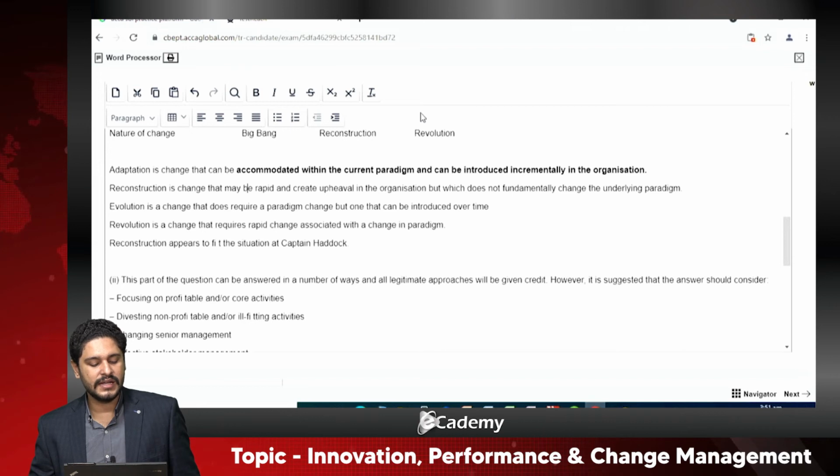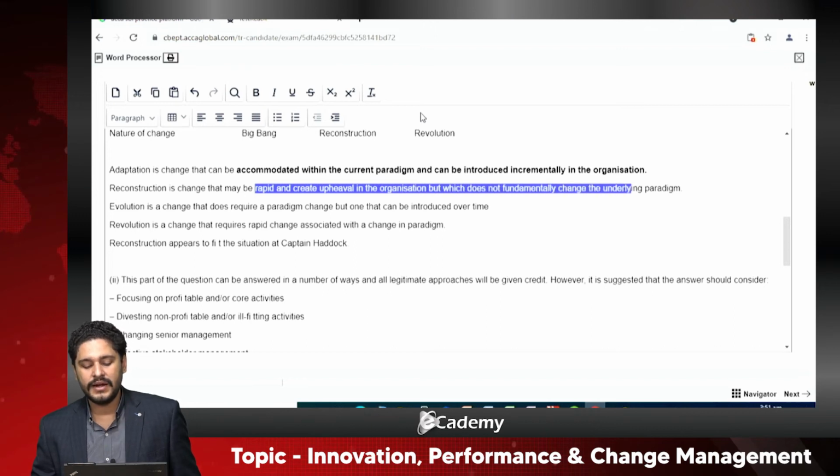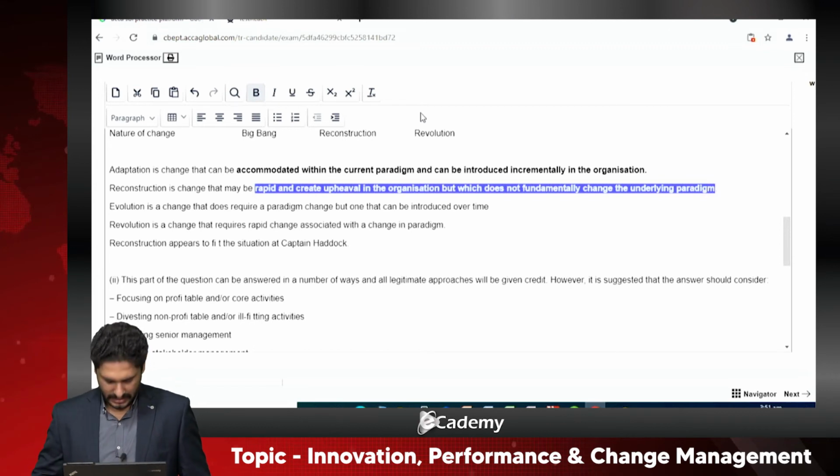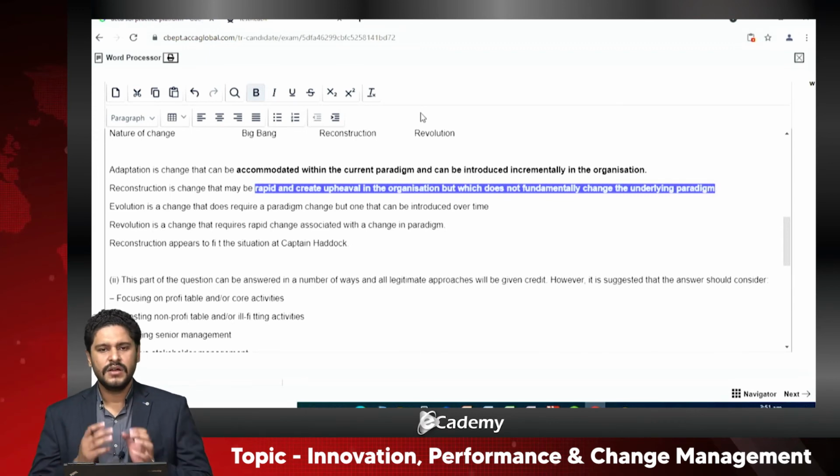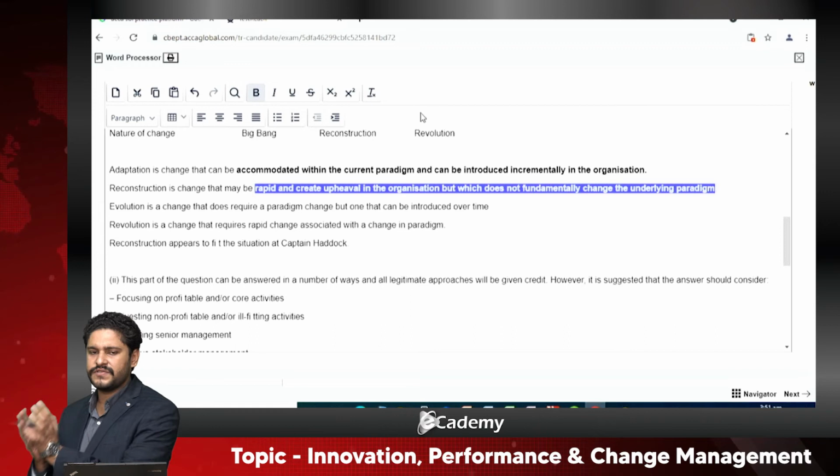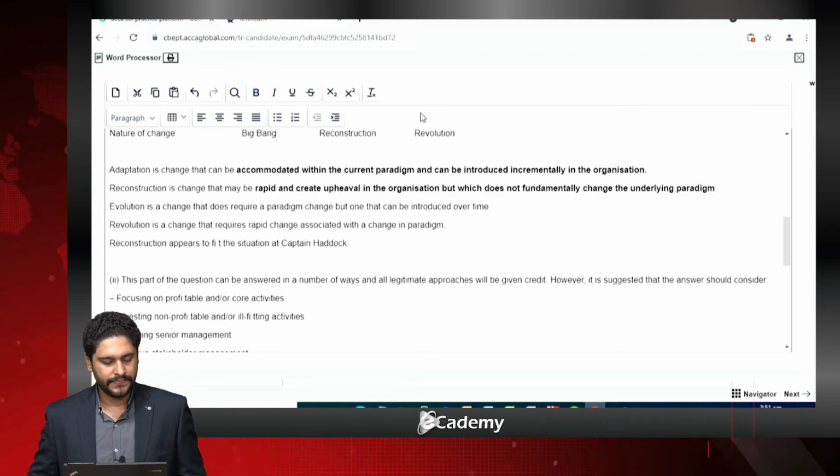Reconstruction is a change that may be rapid and create upheaval in the organization, but which does not fundamentally change the underlying paradigm. So it's a rapid change. It's a change that needs to be assessed very quickly, but this change will not have a transformational impact.